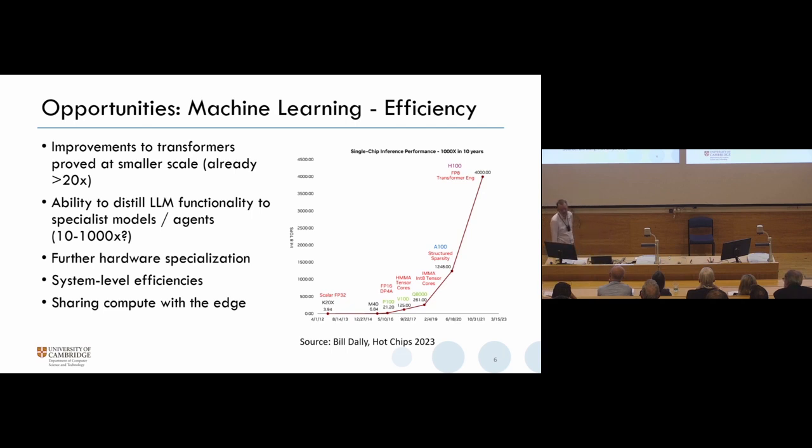The other thing I think will happen is we're able to distill large language model functionality into smaller specialist models, and these might be large language models in themselves, or they may be other forms of machine learning or more traditional computer science. And I think there's probably lots of efficiency gains there. Fundamentally, you're looking for more sparsity of execution of the model. I think there's also further hardware specialization, system-level efficiencies when you think that people are executing a very large number of queries of different types at the same time, and also sharing compute between the data center and what is an enormous amount of compute available at the edge.